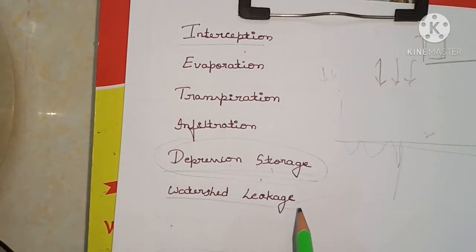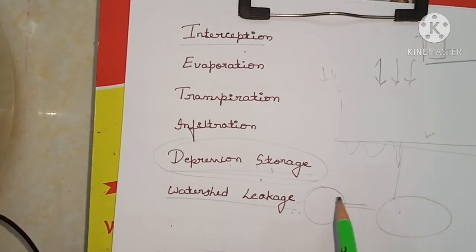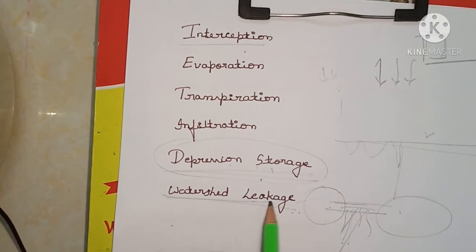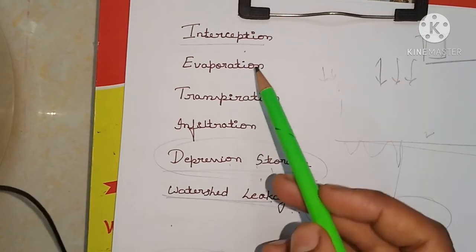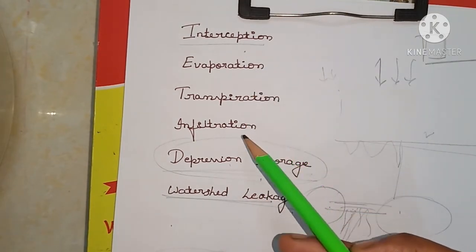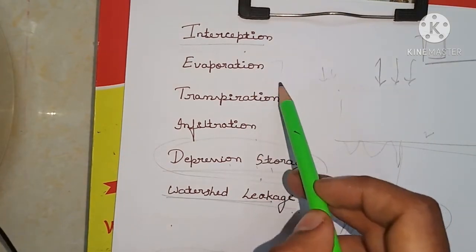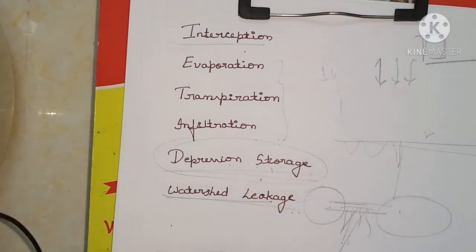Watershed leakage. Watershed leakage is nothing but when water flows from one basin to another basin, or from one basin to the sea, the water moves through some fissures; there may be some leakage along the way. That is called watershed leakage. About evaporation, transpiration and infiltration, we will see in depth in this module.